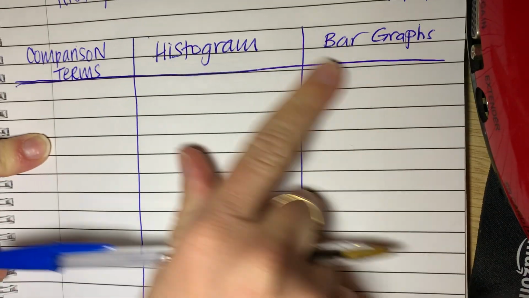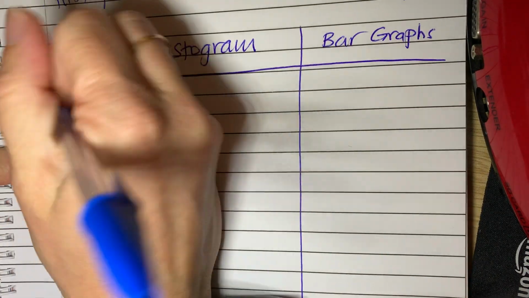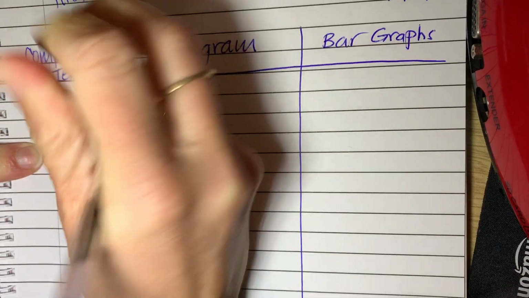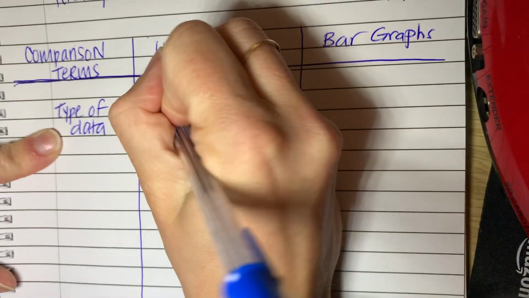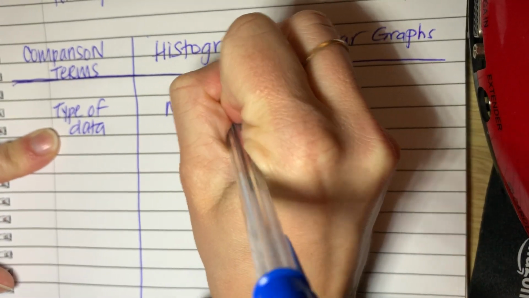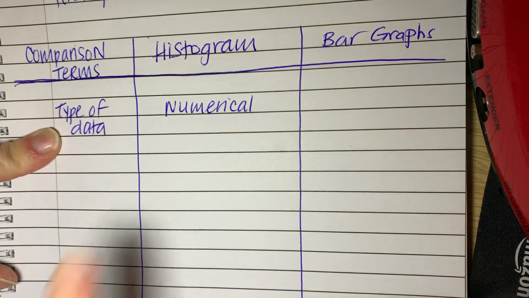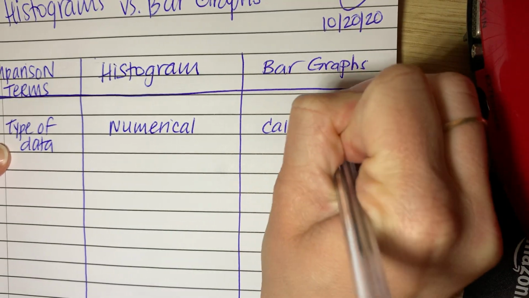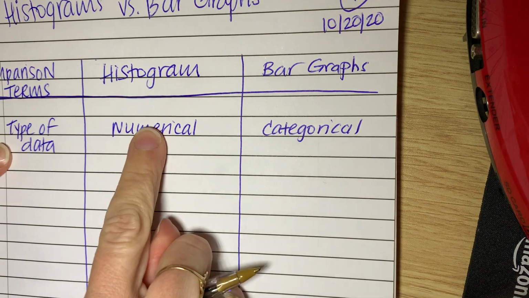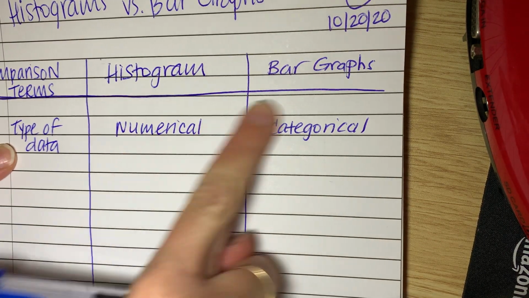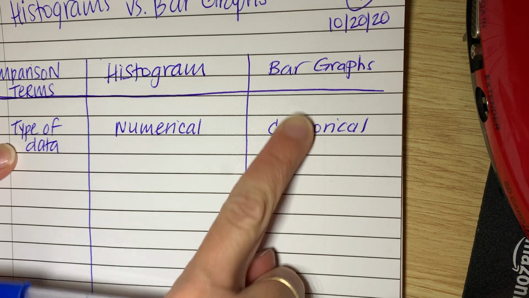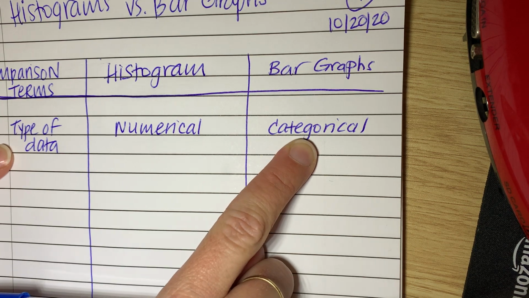All right, let's get our first comparison term down. It's going to be type of data. For histograms, we work with numerical data. With bar graphs, we work with categorical data. Always, always is histogram numerical data because it's on a number line, and bar graphs categorical data because along the bottom axis of our bar graphs is always words.